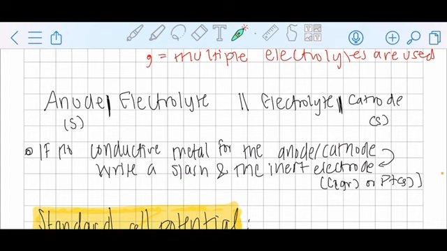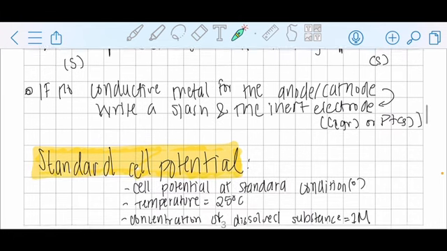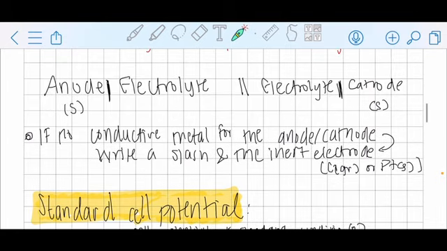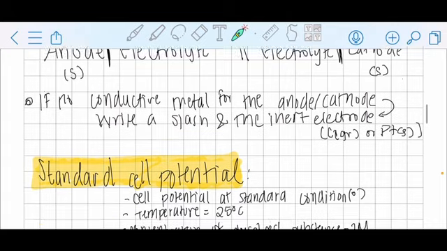And that, whether it is coming from an inert electrode, or coming from what is produced at each half cell. If no conductive metal is at the anode or cathode, write a slash and then the inert electrode, for instance, carbon graphite or platinum solid.